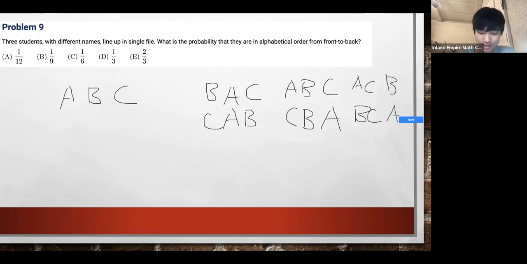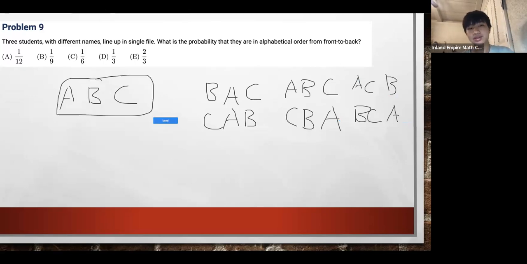So in total, we would see that there are 6 different ways to line up the students. However, only one of these ways, A, B, C, is actually in alphabetical order. It doesn't matter what names they have, as long as we know that there's a certain order out of these 6 which is the alphabetical one, because there can only be one possible alphabetical order combination, as you can see here. So A, B, C.